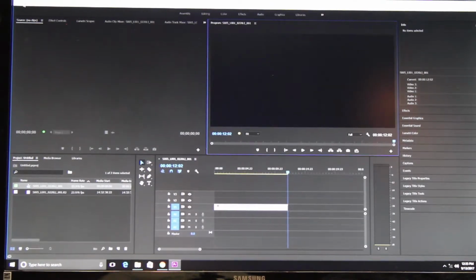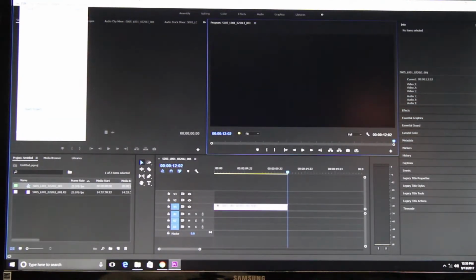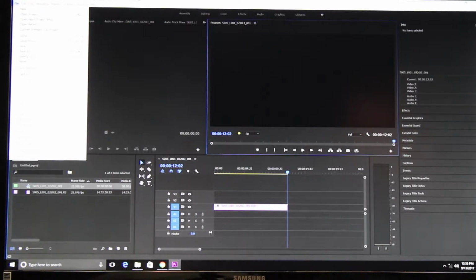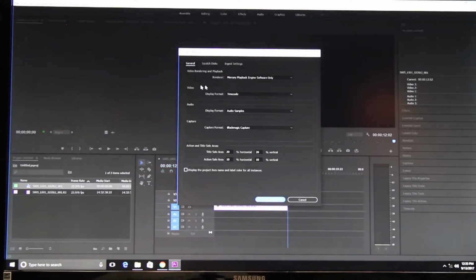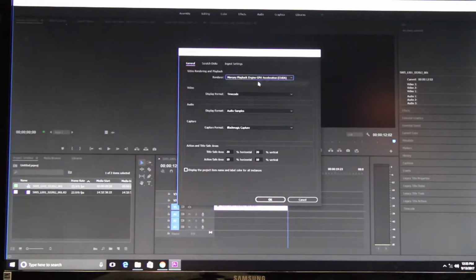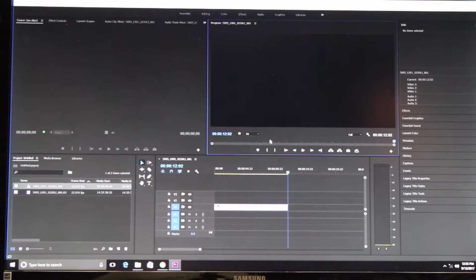Now let's switch it to the CUDA acceleration. Delete our previews. We'll switch it back to a fourth.